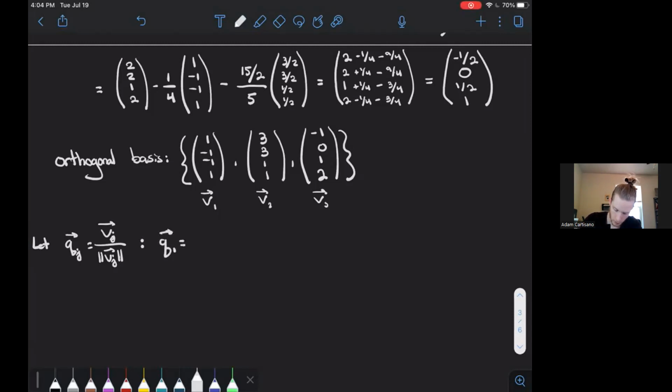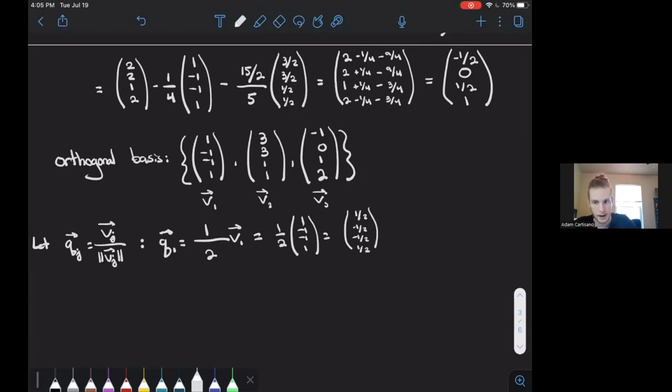is 1 over, what is the norm of V1? It's the square root of the thing dot product with itself. So that's square root of 4, which is 2. So we're doing 1/2 times 1, negative 1, negative 1, 1. So this is 1/2, negative 1/2, negative 1/2, 1/2.